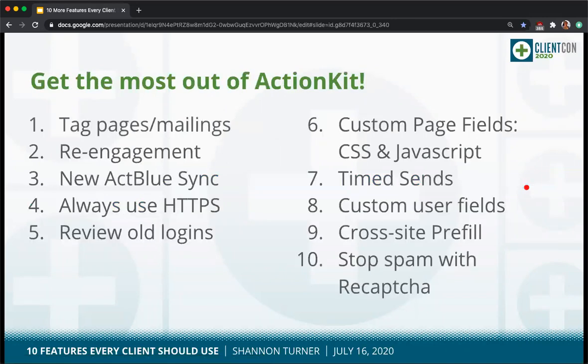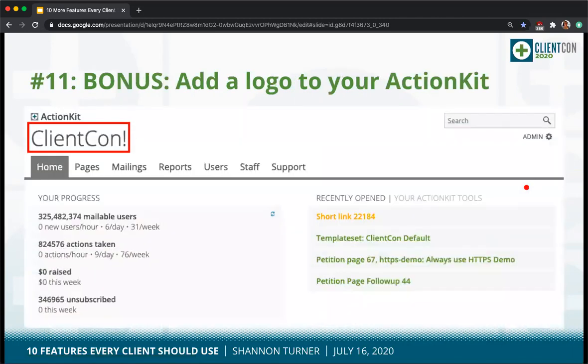And if you do these 10 things, then next year I'll put together another list of 10 features. And if you're sticking around, then these suggestions go to 11. This one's a bonus, and I'm going to show you how to add a logo to the top of your ActionKit. At the top of every page in the ActionKit admin, we will show your organization's logo unless you don't have a logo, in which case we just say your organization's name very exuberantly: ClientCon.